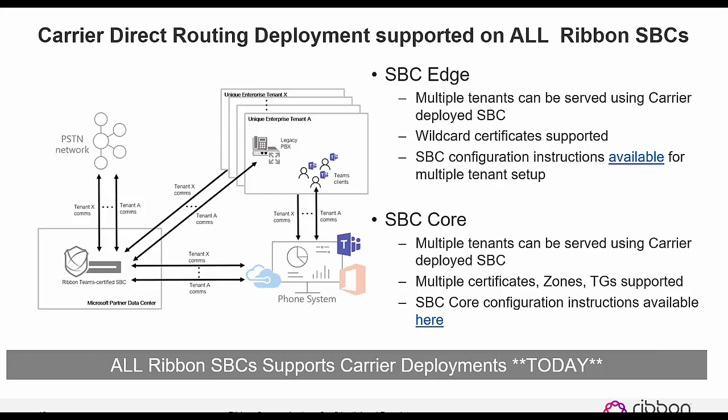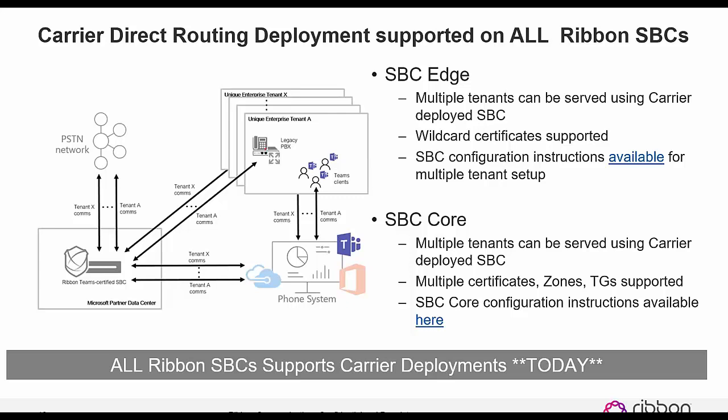Okay. I wanted to highlight the point here that carrier direct routing deployments are supported on all 11 SBCs now. So that includes SBC Edge as well as SBC Core. Both SBC Core and Edge support multiple tenants, so you can have the SBC Edge deployed in the carrier network and support multiple enterprises. SBC Edge does wildcard certificates, and there are configuration instructions available.